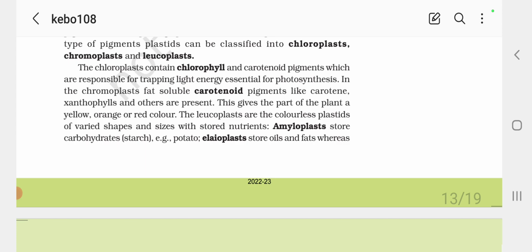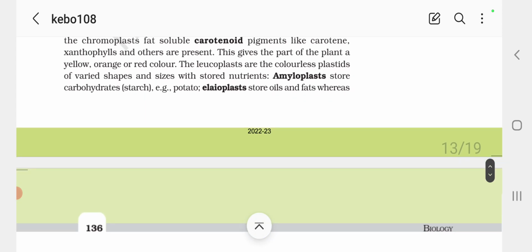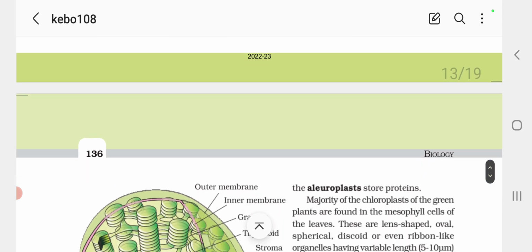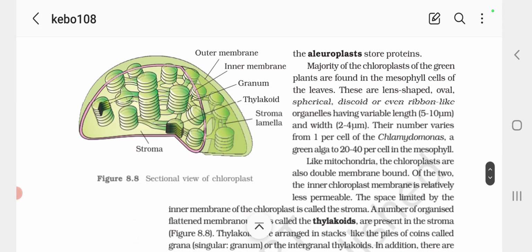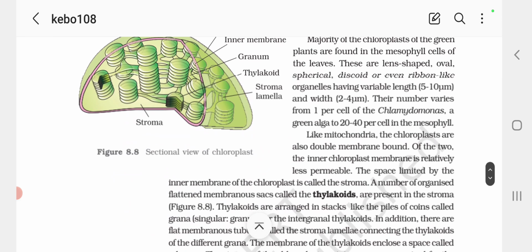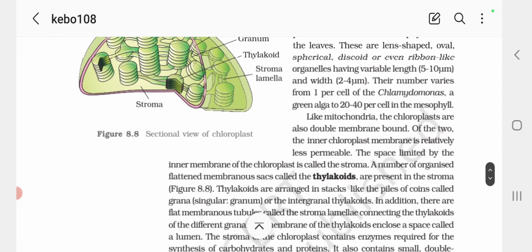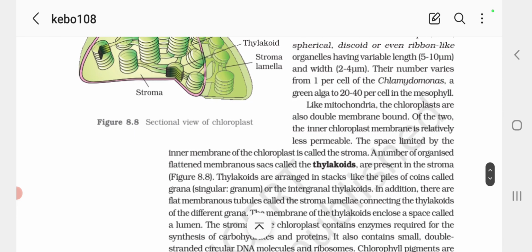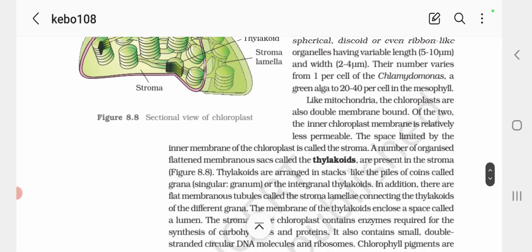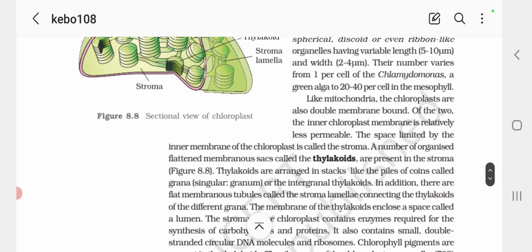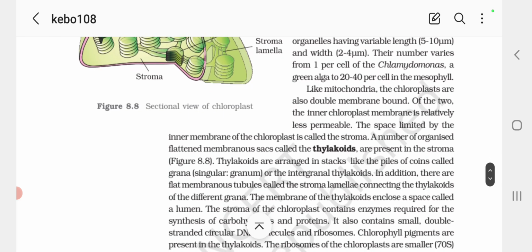The leucoplasts are the colorless plastids of varied shapes and sizes, which store nutrients. Amyloplasts store carbohydrates, starch, for example, in potato. Elaioplasts store oils and fats. The aleuroplasts store protein. The majority of the chloroplasts of the green plants are found in the mesophyll cells of the leaves. These are lens-shaped, oval, spherical, discoid, or even ribbon-like organelles, of variable length, 5 to 10 micrometers, and width 2 to 4 micrometers. Their number varies from 1 per cell in Chlamydomonas, a green alga, to 20 to 40 per cell in mesophyll.